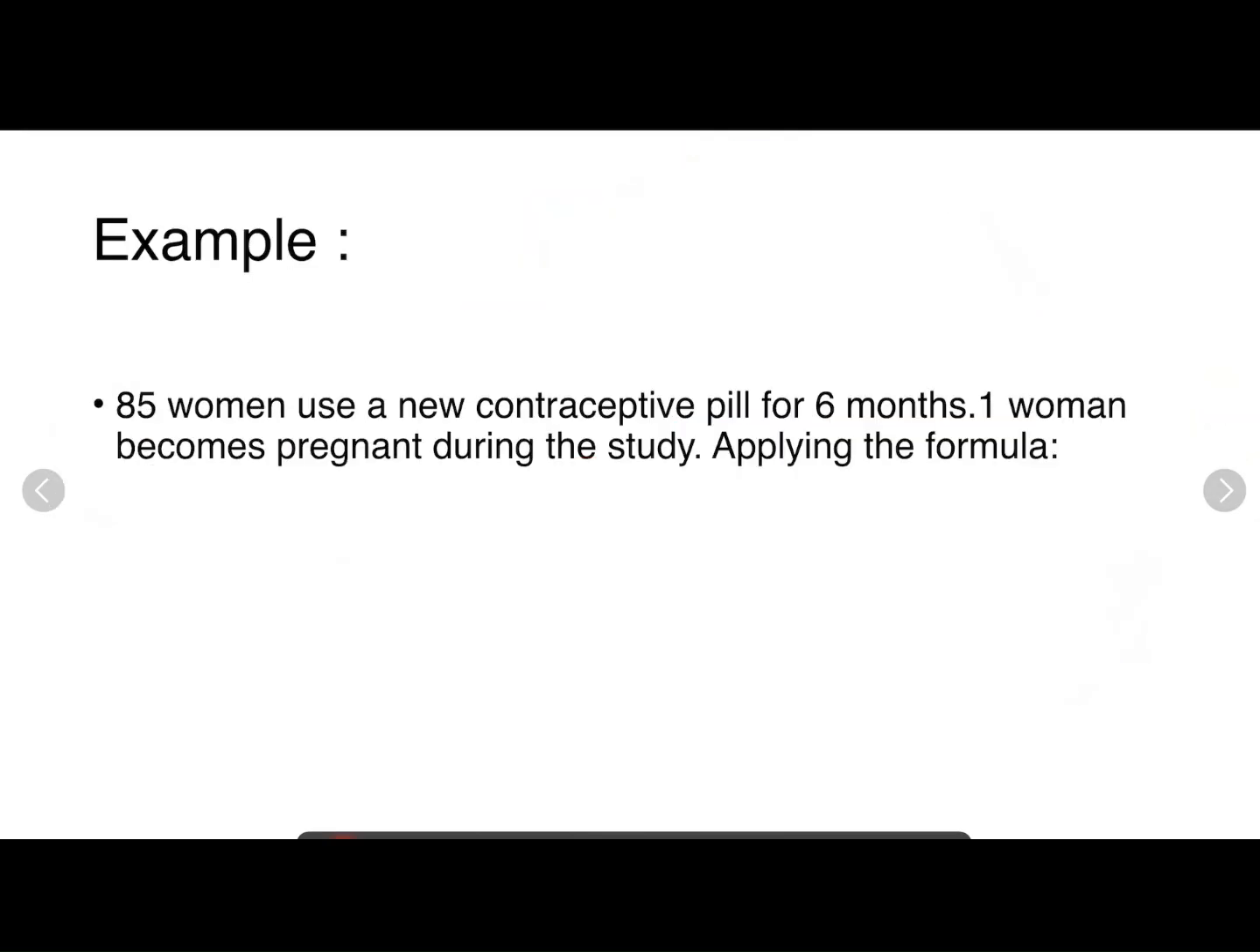So we will try to understand the Pearl Index with the help of this example. In this example, 85 women use a new contraceptive method, a pill, for 6 months. One woman becomes pregnant during the study, and now we have to calculate the Pearl Index. Apply the formula of Pearl Index. In the numerator, we write the number of accidental pregnancies, which is 1 here. And then it is divided by the total women months of exposure. So here 85 women, studied for a period of 6 months, 85 into 6, and then we have to multiply it by 1200.